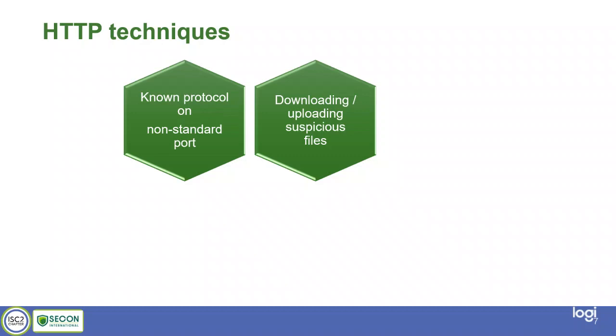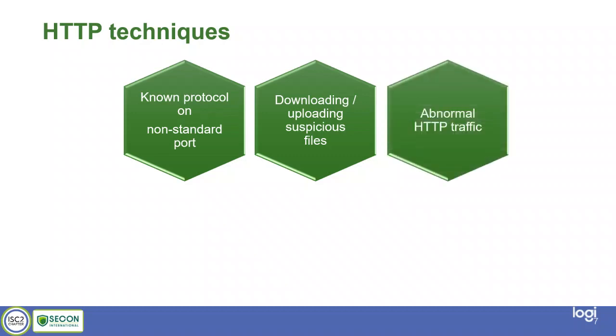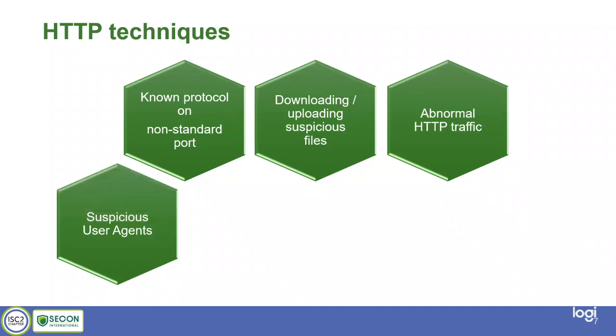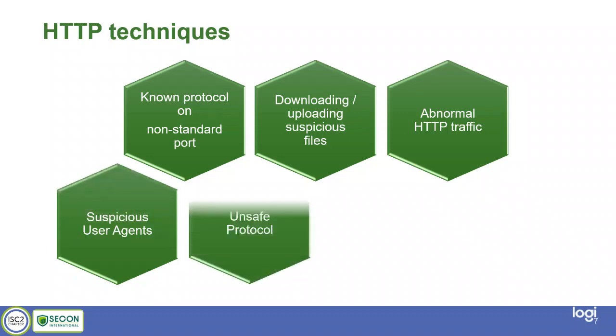Downloading and uploading suspicious files, abnormal HTTP traffic, suspicious user agents, and the use of unencrypted protocols may pose a regulatory problem when it concerns regulated assets and non-compliance with secure communications policies within an organization. Therefore, this type of activity may certainly indicate abuse by company employees, but it may also be traces of intruder activity.